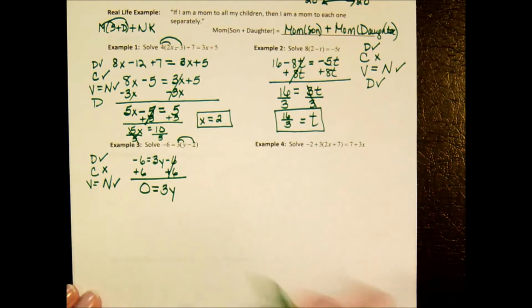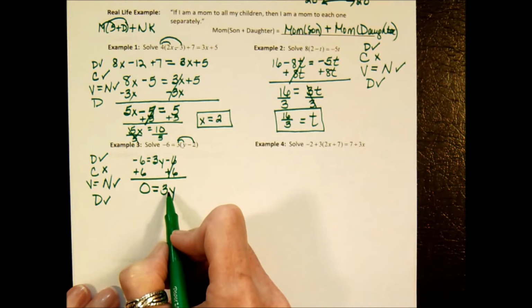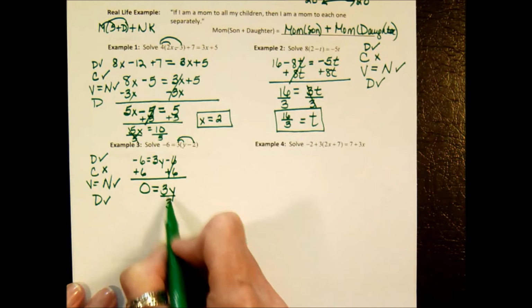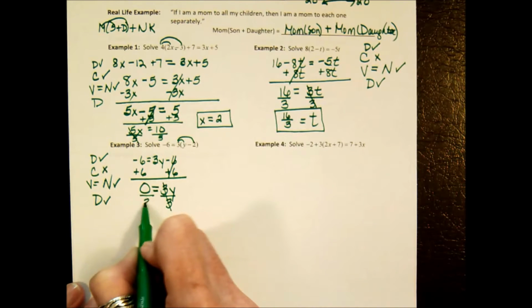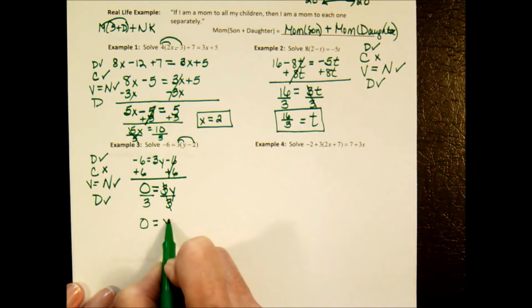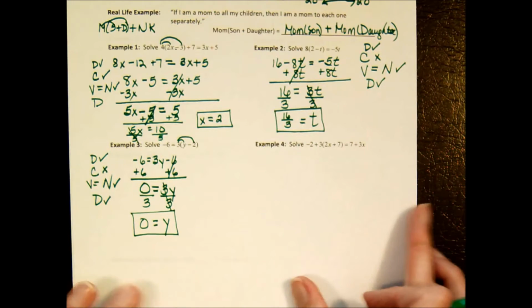That's done. And now the last step is to divide by the coefficient, the number that the variable has been multiplied by. 3 divided by 3 is 1. 0 divided by 3 is 0. So 0 equals 1y, or y equals 0. 0 is a legitimate answer.